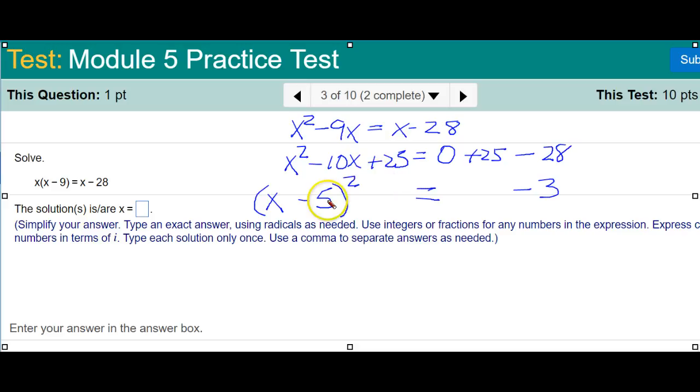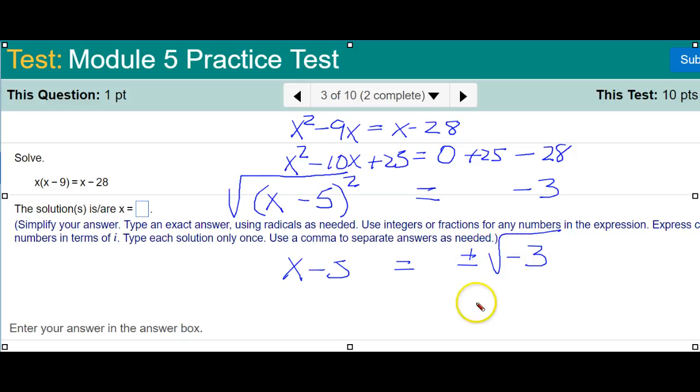And we have 1 now. We can use the square root property. Take the square root of that side, which becomes x minus 5. And we go plus or minus the square root of this side, which is a negative 3.